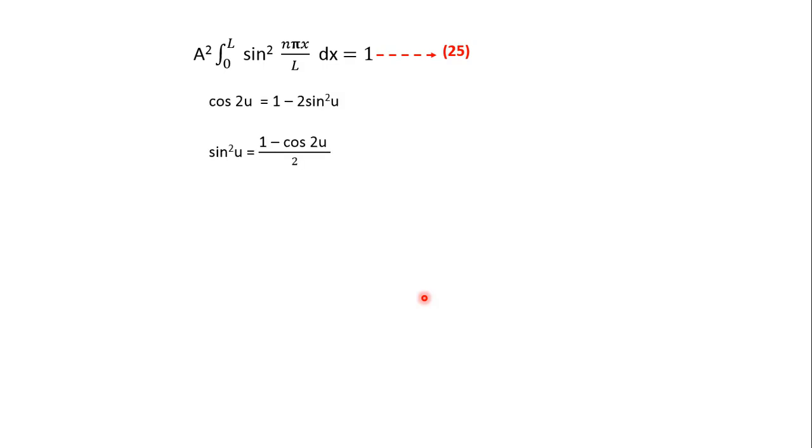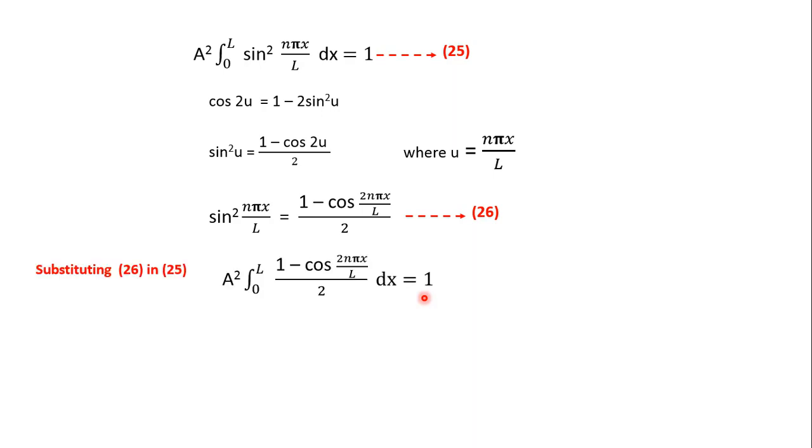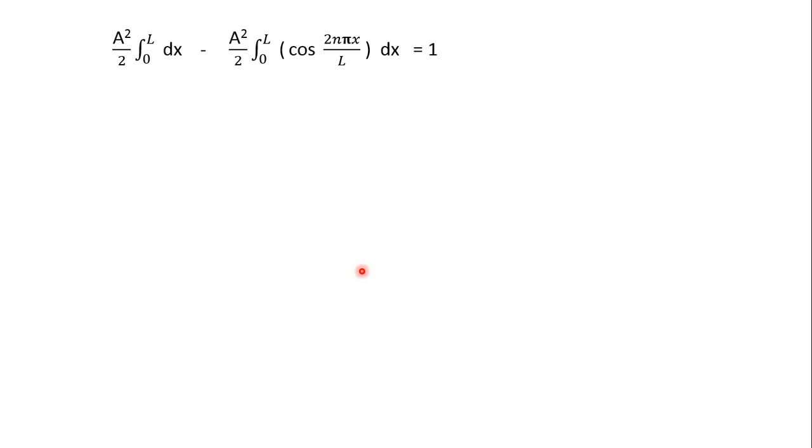Now sin square u is given by 1 minus cos 2u by 2, and here u is equal to n pi x by L. We will get sin square n pi x by L is equal to 1 minus cos 2n pi x by L, by 2. Substitute 26 in 25, we get like this. Take out the constant 1 by 2 outside, split this into two terms, and we will get like this.